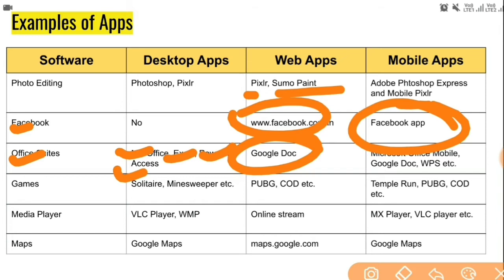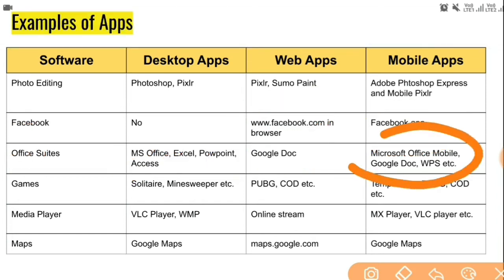Now the next thing is Microsoft Office Mobile, Google Docs, and WPS. These are the apps used on mobile, so they are also Office Suite apps.